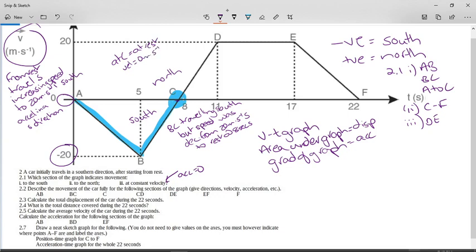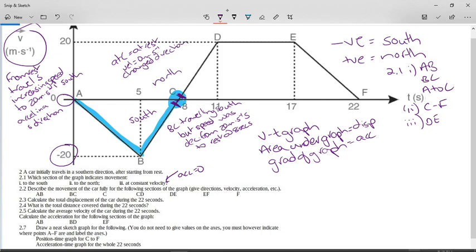In this moment, just before you got to C, you were traveling south, and in this moment, just after you got to C, you were traveling north, because remember, everything under the axis is south, everything on top of the axis is north. So at C, you changed direction. You momentarily stopped, and then you changed direction.